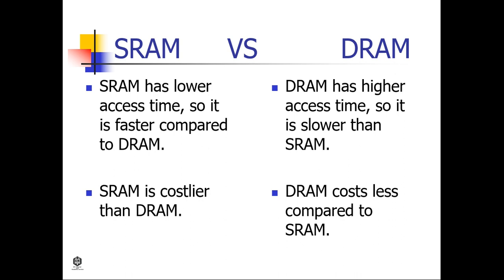Let us see the difference between SRAM and DRAM. SRAM has lower access time, so it is faster compared to DRAM, while DRAM has higher access time, so it is slower than SRAM. SRAM is costlier than DRAM. DRAM costs less compared to SRAM.